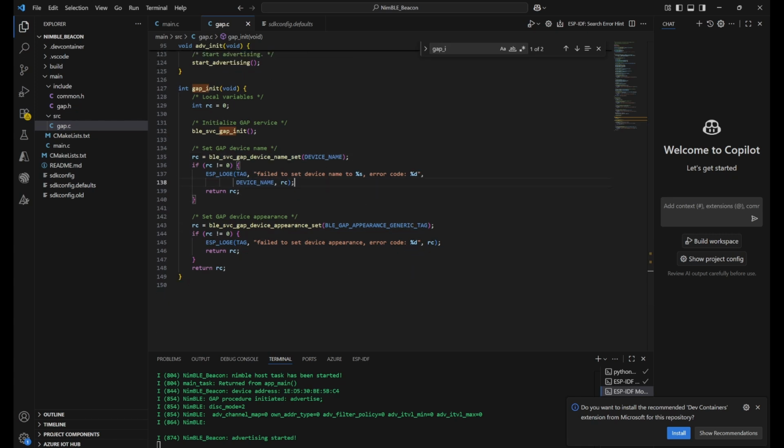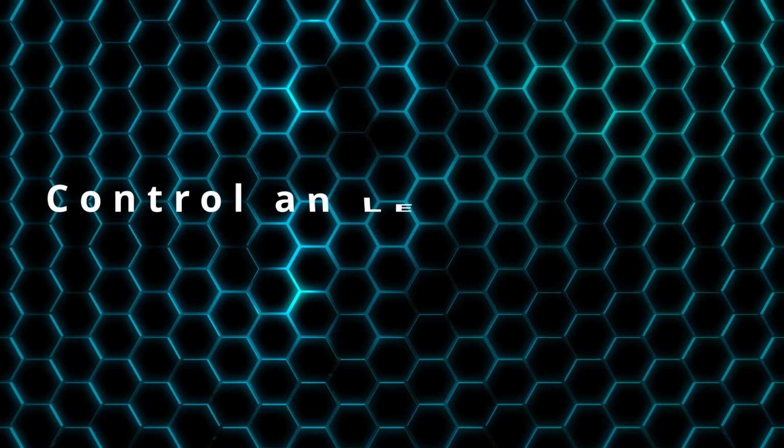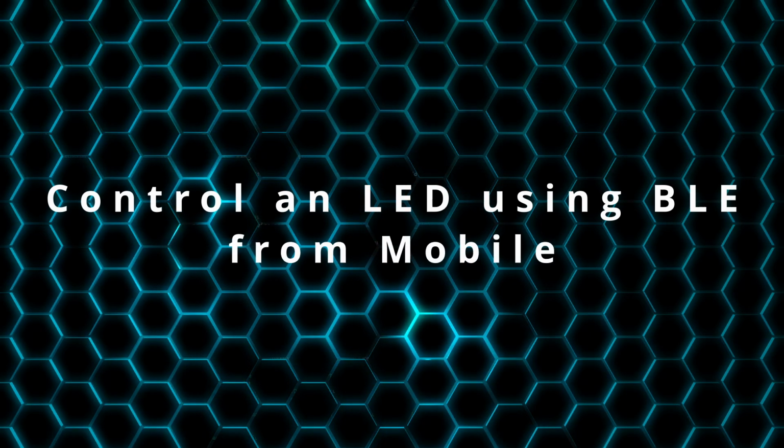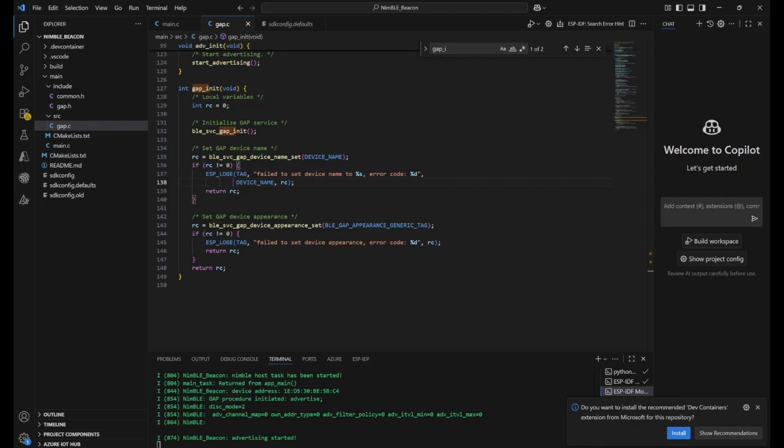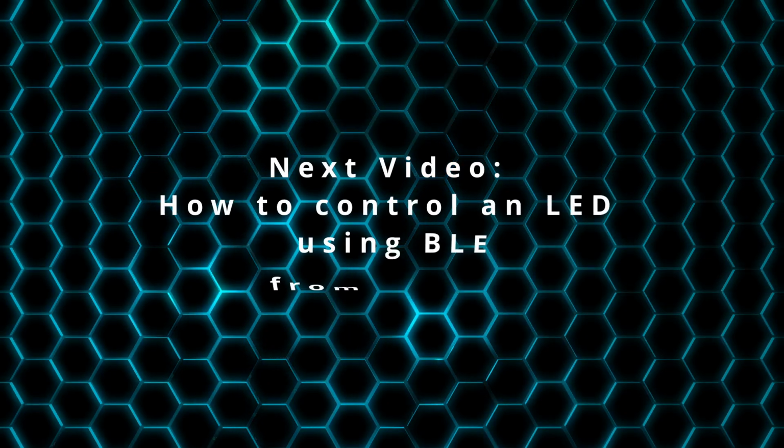Now that you have built your own BLE beacon to advertise a URL using ESP32, what if you can control an LED from your mobile using BLE? That would make an interesting project, right? In the next video, we'll build the same project.